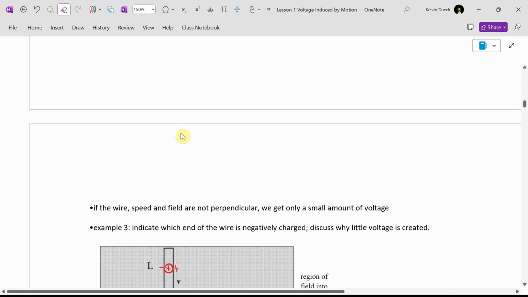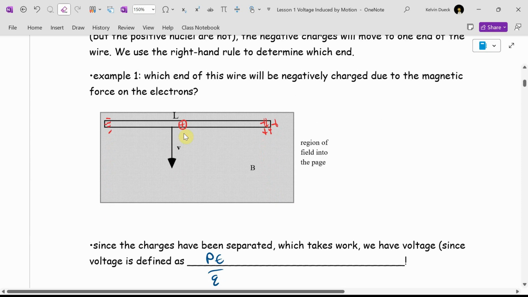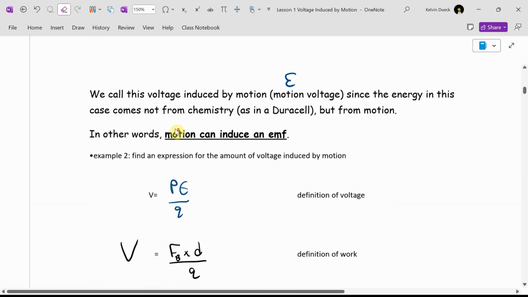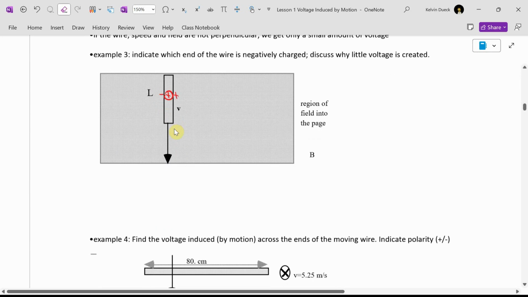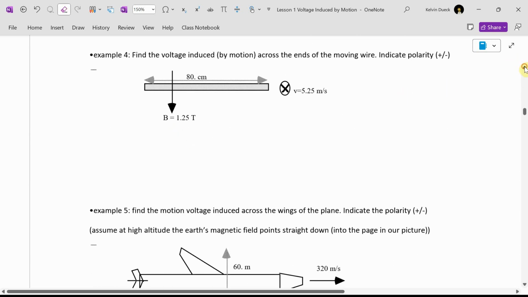So what we have to have is a situation like on the previous page where the length, the velocity, and the magnetic field are all at right angles to each other. That's what gives us our best bang for our buck. So I like example 4. Example 4 is a nice question.